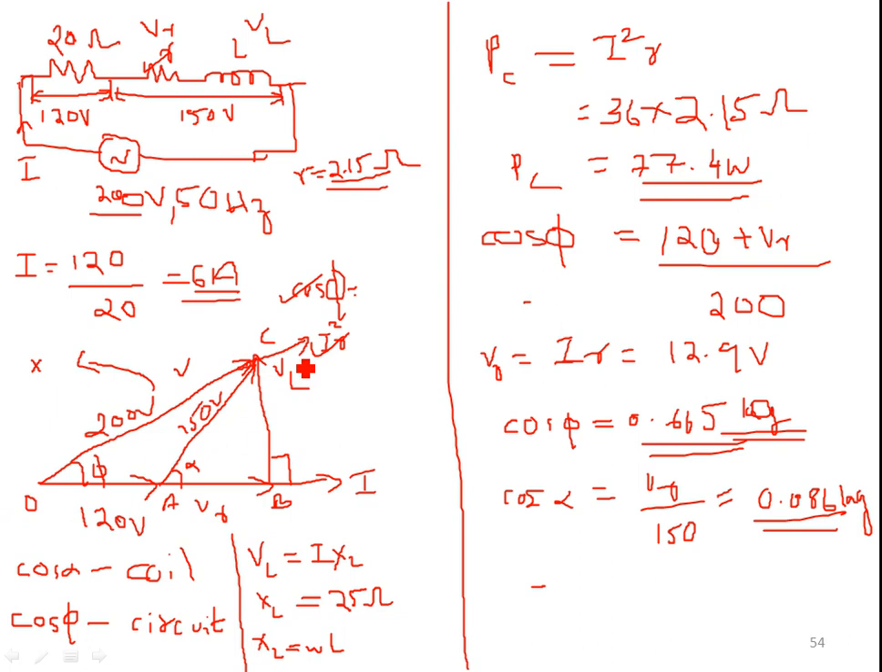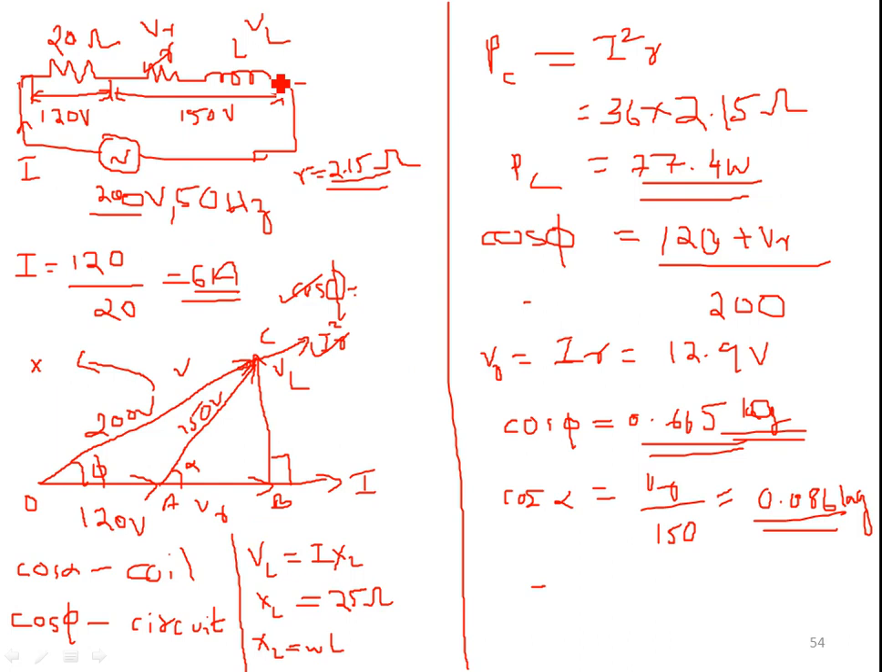Now, based on VR and VL, what is VR? VR is I into R. What is VL? VL is I into XL. Since current is already known, resistance R is found out. Now, what is VL? VL is I into XL. So we found XL as VL divided by I. Then XL is equal to omega into L, so we need to calculate the value of omega. Omega is 2 pi f. Since frequency is 50 hertz, omega is 314 radian per second. From there we calculated the value of inductance. So we found the resistance of the coil as well as the inductance of the coil.